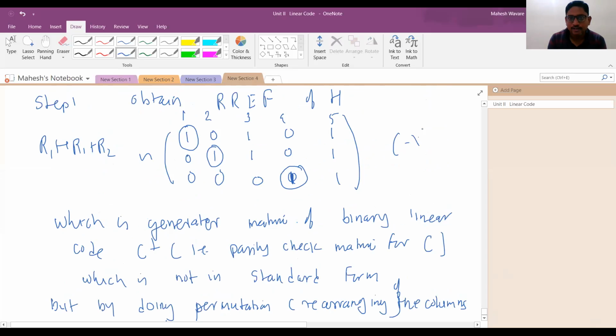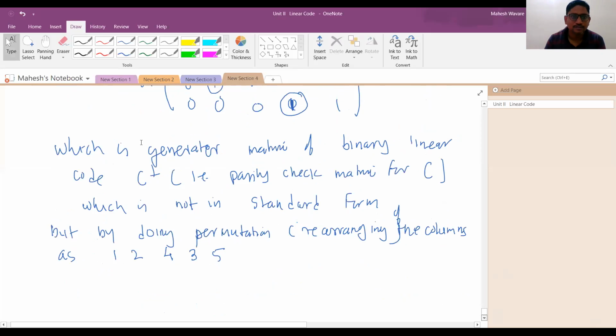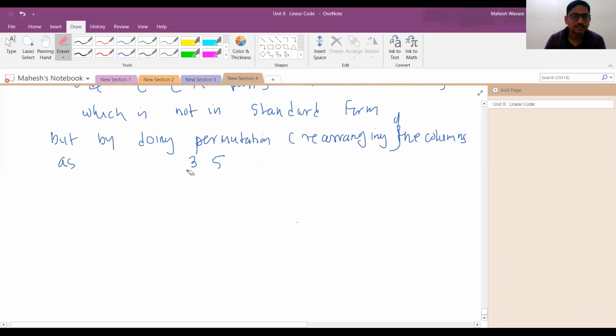What is the form actually? Your form is actually minus X transpose, I. So identity should be the last matrix. So this arrangement is not okay. We'll rearrange like this. You must have I3 as the last 3 columns. So what you wrote first 3, you should write as the last 3.